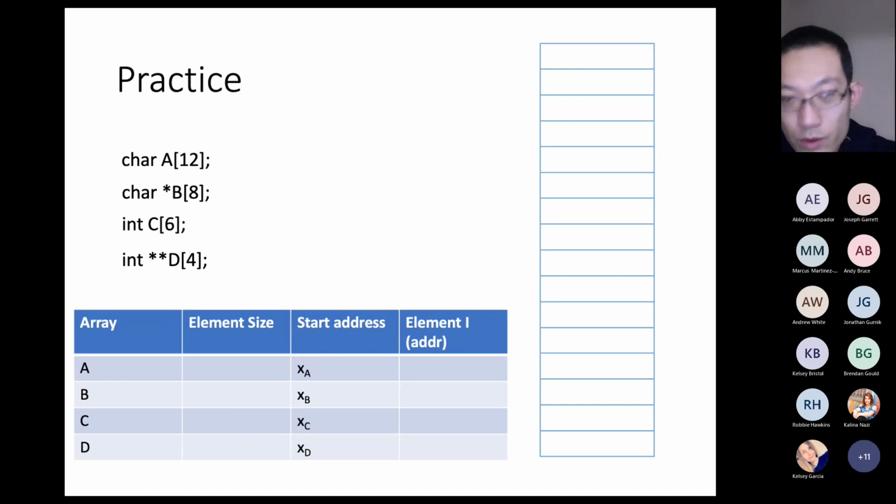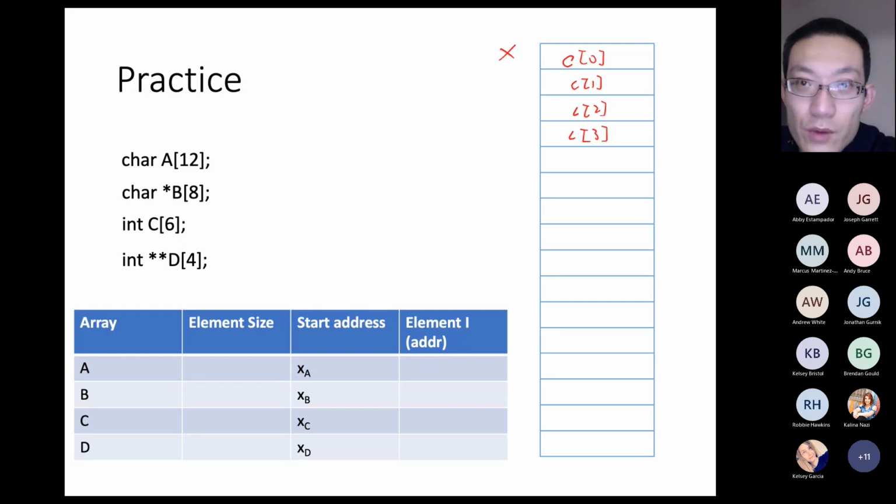Let me do that. Let's assume this is C0, C1, C2, and C3. And the starting address of it, let's assume, is XC. Because each element has a size of 4 bytes, the next address will be XC plus 4. If you look at C2, its address will be XC plus 8.